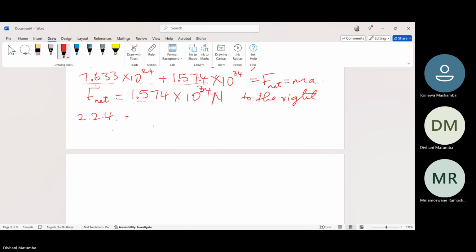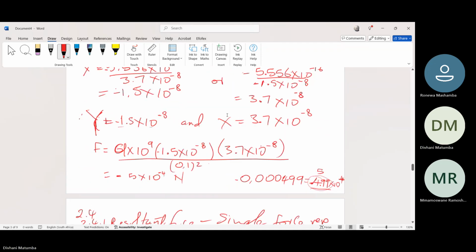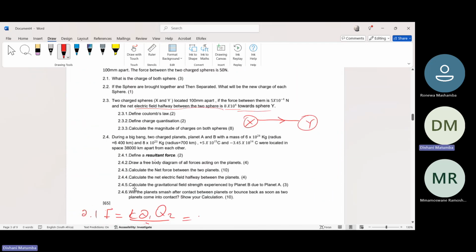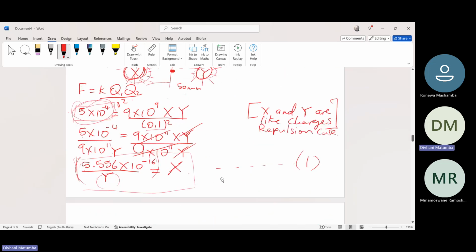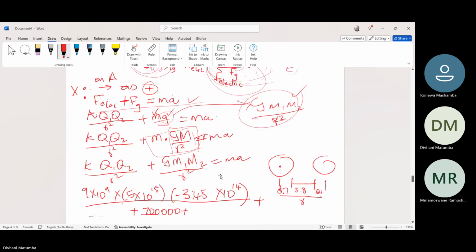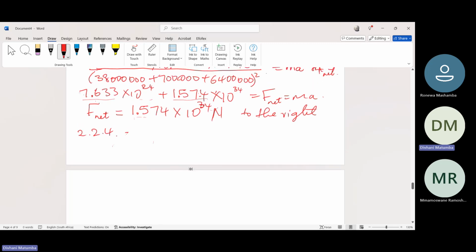What will be the formula for calculating the net electric field? Let me check. 2.4.4. Calculating the net electric field halfway between the planets. The net or the resultant electric field. What will be the formula?